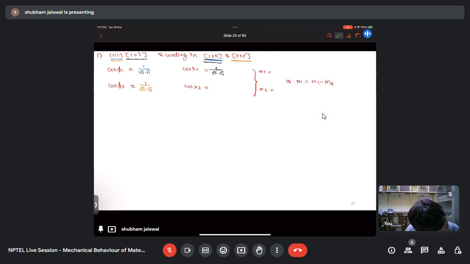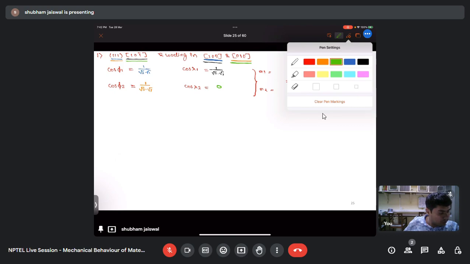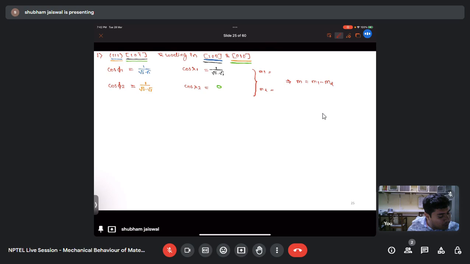Similarly, the lambda 2 will be the angle between this one and this one. So it comes out to be how much? 0, 1, 0 and 0, 0, 1 bar 0. So it is 0 here. So now, m1 is cos phi 1 into cos lambda 1. So it comes out to be 1 upon root 6, that is root 2 into root 3. Similarly, m2 is 0. So here m1 minus m2, that is 1 by root 6 minus 0.